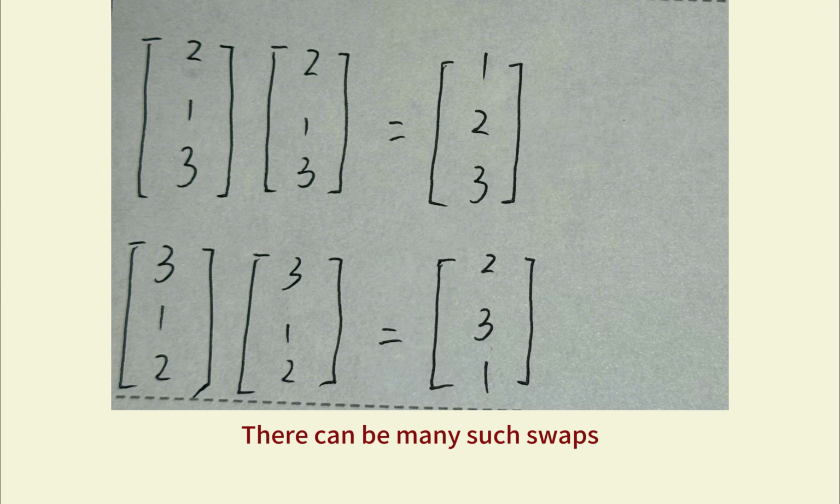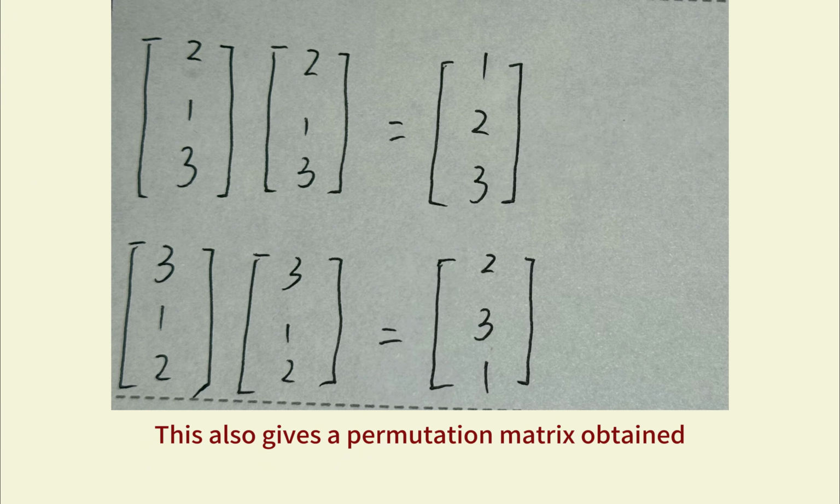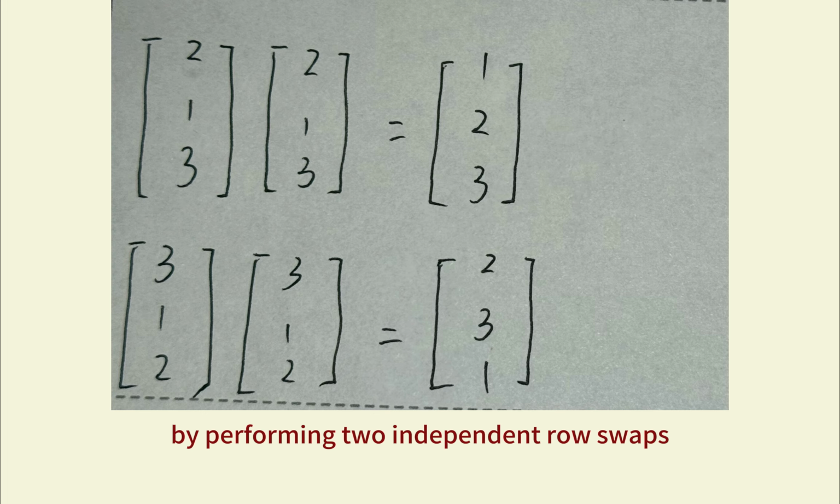There can be many such swaps. For example, in a 5 by 5 identity matrix, we can swap rows 1 and 4, and at the same time swap rows 3 and 5. This also gives a permutation matrix obtained by performing two independent row swaps.